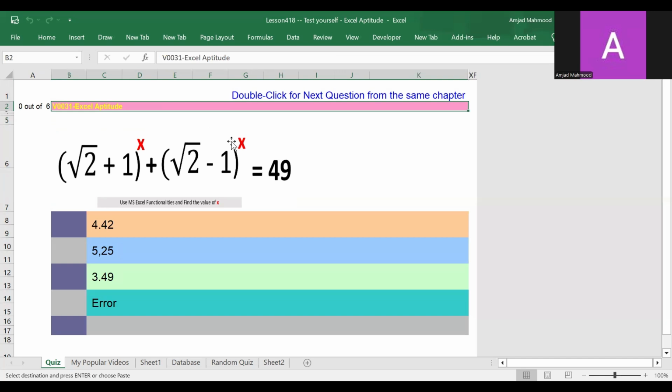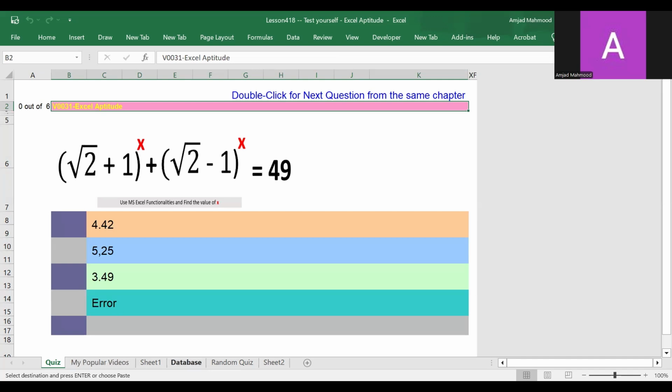Let's solve this equation and find out the value of x using the Excel functionalities. What is the value of x? The value of this whole expression results in 49. So for this, you need to know what x is. x has to be such a value that the expression results in 49. So what is the value of x?